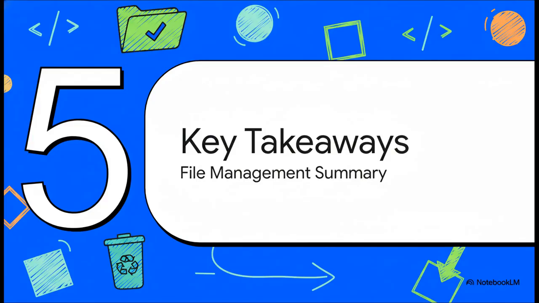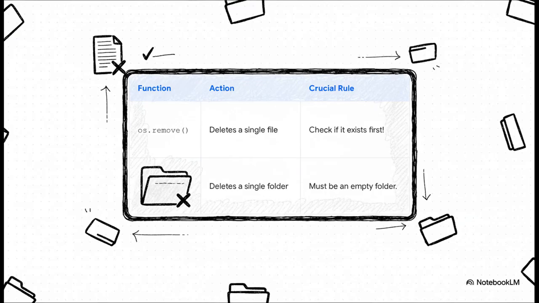All right, we have covered a ton of ground. So let's just take a breath, recap what we've learned, and build a quick little mental cheat sheet that you can take away from this and use in all your projects. This little table pretty much sums up everything. For files, you're going to use os.remove, and the golden rule is always check if it exists first. For folders, you use os.rmdir, and what's the crucial rule? The folder absolutely has to be empty, simple as that.